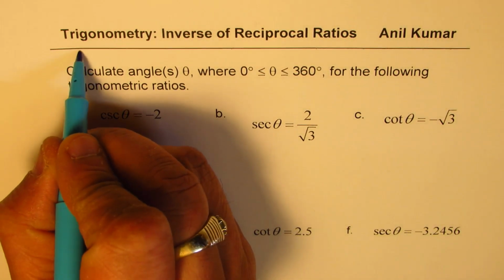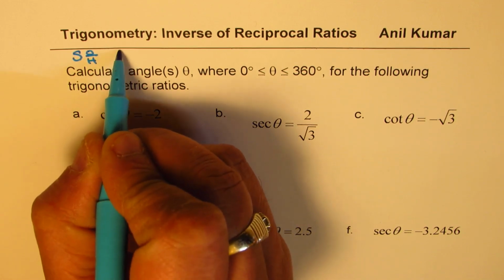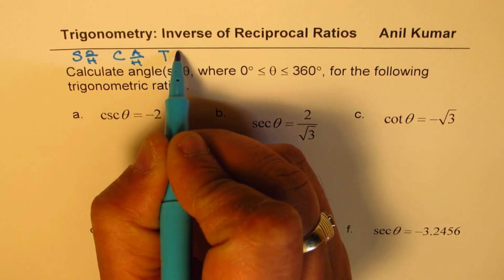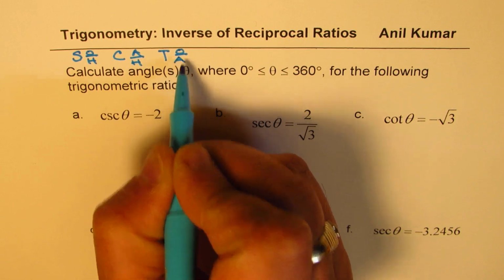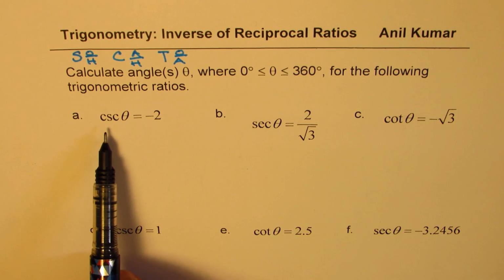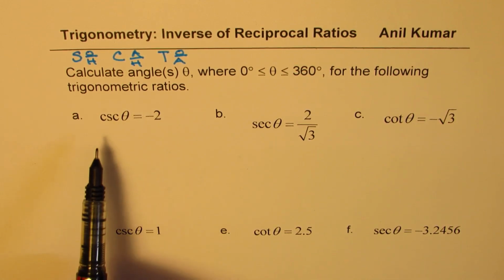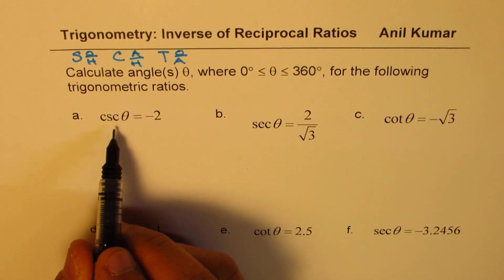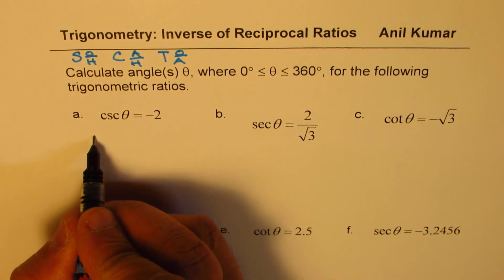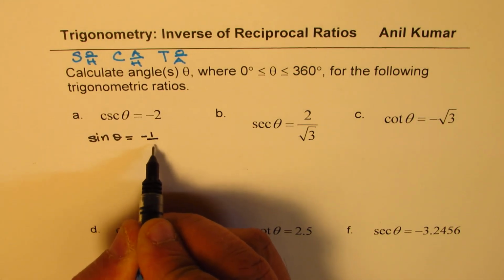First, very basic: sine is the ratio of opposite to hypotenuse. Cosine is adjacent to hypotenuse. And tangent is the ratio of opposite to adjacent. Right? Then you should know how these reciprocal ratios are related to the primary trigonometric ratios. For example, cosecant theta is the reciprocal of sine theta. So if cosecant theta is minus 2, that really means that sine theta is equal to minus 1 over 2.